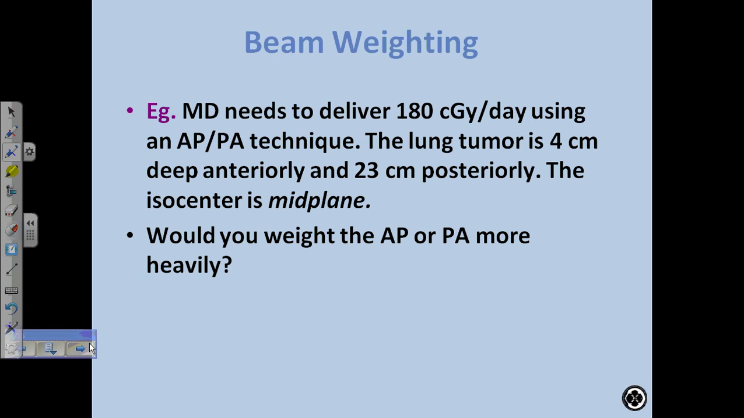Okay, beam weighting. So here's an example. A doctor needs to deliver 180 a day using APPA technique. The lung tumor is 4 cm deep anteriorly and 23 posteriorly. The isocenter is midplane. Would you weight the AP or PA more heavily?